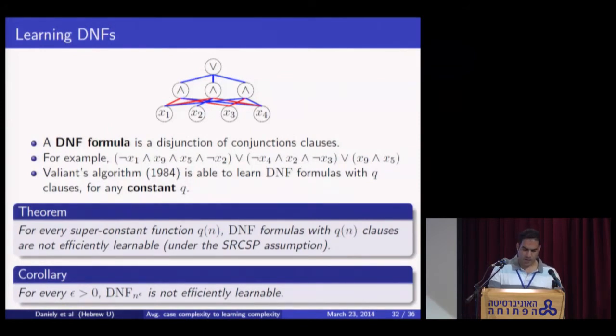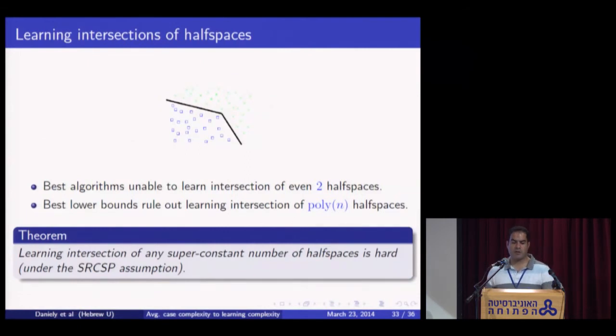samples. And the second result I'll describe is about learning intersection of half spaces. Here I remind you that the best known algorithms are unable to learn even intersection of two half spaces, whereas the best known lower bounds only rule out learning intersection of polynomially many half spaces. And here, under the strong random CSP assumption, we show that learning intersection of any super constant number of half spaces is hard. And we have several more results that I won't describe. So essentially, we get all the results that are known to hold using the cryptography technique. We can get them using our new technique, and more.